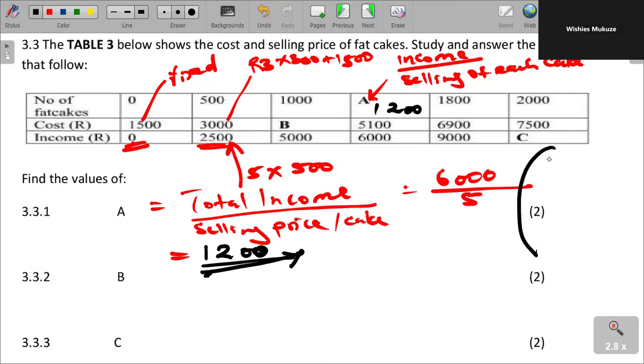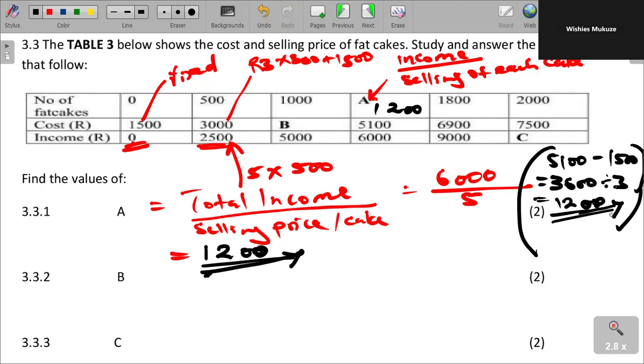We can alternatively calculate it by saying 5,100 minus 1,500, which is our fixed cost, and all this must be divided by 3 rand, which is the cost. That gives us 3,600. 3,600 divided by 3 still comes back to give us 1,200.